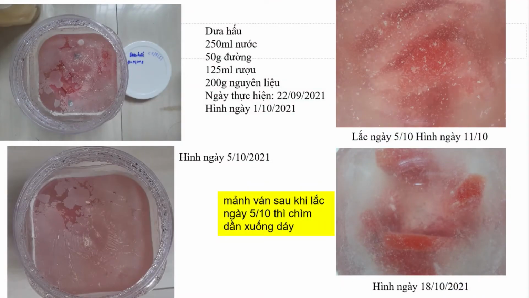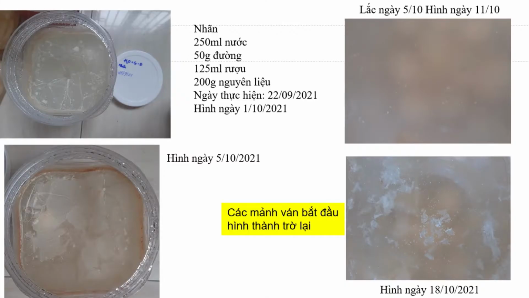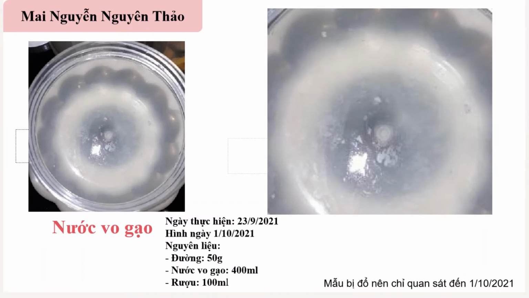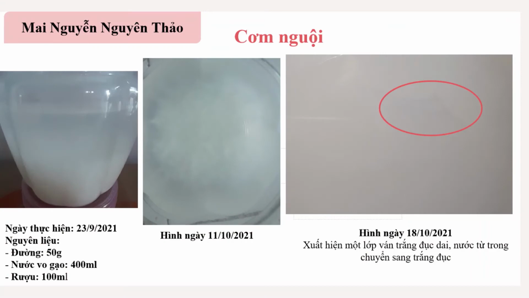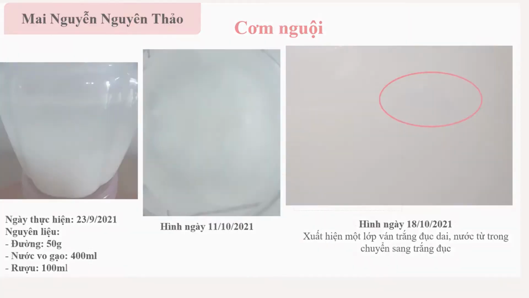Watermelon samples from 1/10 to 5/10 showed a film due to yeast infection on October 5th. After shaking, after 13 days, the pieces began to sink. Other samples labeled 1/10 to 5/10 showed a film due to yeast infection; after shaking on October 5th, after 6 days, the film disappeared and on October 18th it formed again. The rice water sample observed on October 1st had a white film. The rice sample on October 18th showed a layer of opaque, chewy white film and opaque white water.